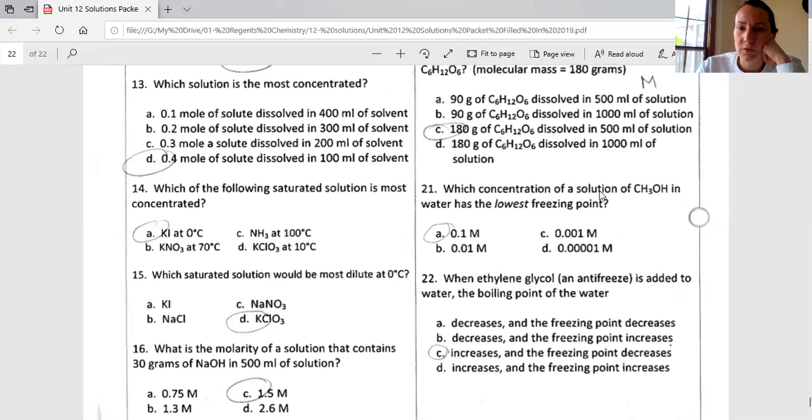Which concentration of a solution of CH3OH in water has the lowest freezing point is like what we just did when you multiply the concentration times the Van Hoff factor. Since the Van Hoff factor is the same for all of these, CH3OH is 1 because it's a non-electrolyte. 0.1 times 1 will give you the highest number, A. So the greater the concentration, the lower the freezing point. And then number 22, boiling point increases, freezing point decreases.